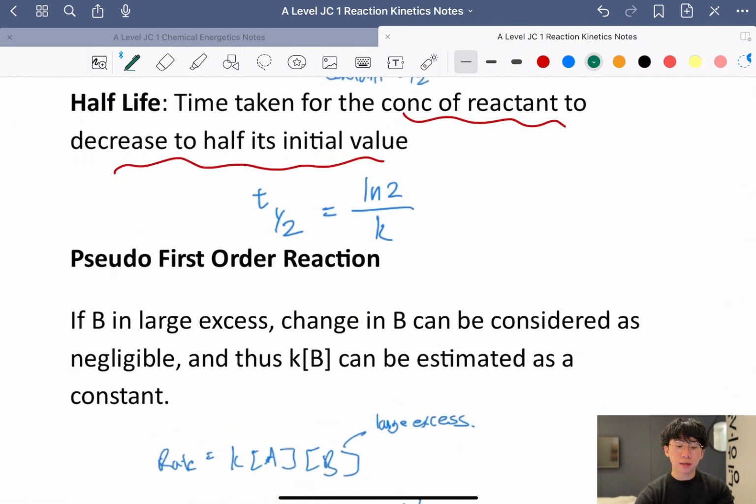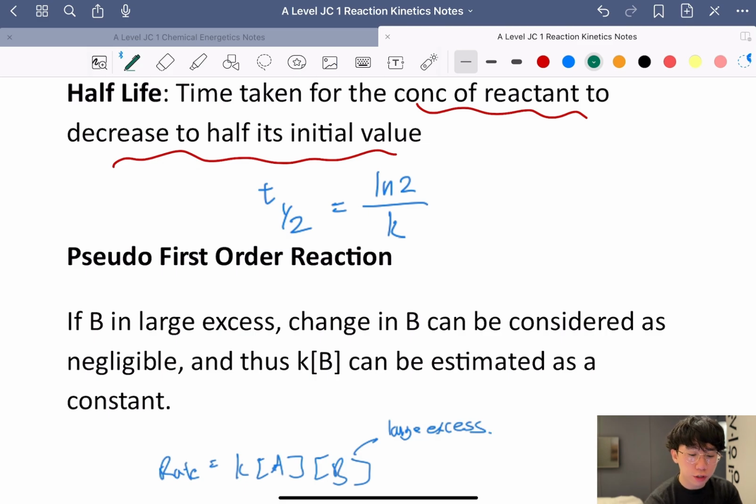Now just take note that your half-life in a first order reaction can be defined in this equation here. Please memorize this equation. It's very useful for your calculations and exams love to test this.